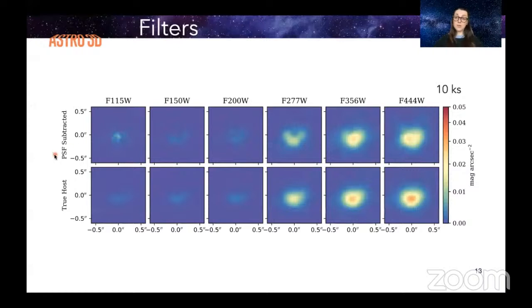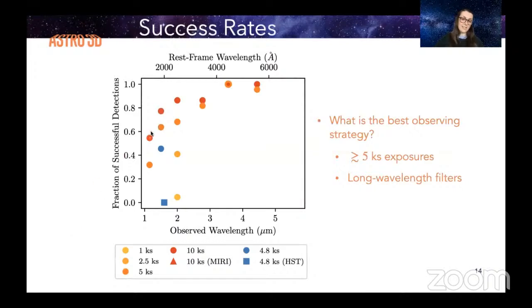Those were in the F200W filter, but what about different filters? On the top row we have one quasar again in each of the wideband NIRCam filters, redward of the redshift 7 Lyman break. And then this is the PSF subtracted image against the true image. What we find is the success rates here: red for 10,000 seconds and orange for 5,000 second exposures.